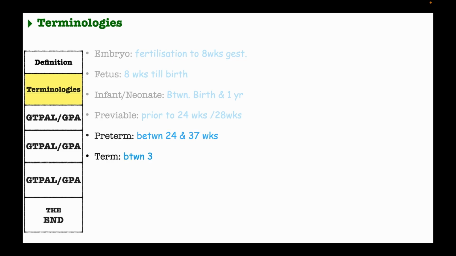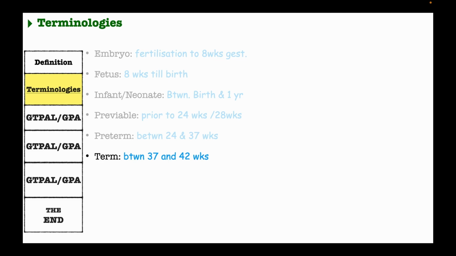And when we say term, it is between 37 and 42 weeks of gestation. Now, the word term is a range which spans 1 month or 4 weeks, starting from 37 completed weeks to 42 weeks. We call it term because during this period, the fetus is matured enough to live an independent life outside the uterus. And so we can have an early term, we can have a full term, and also a late term.